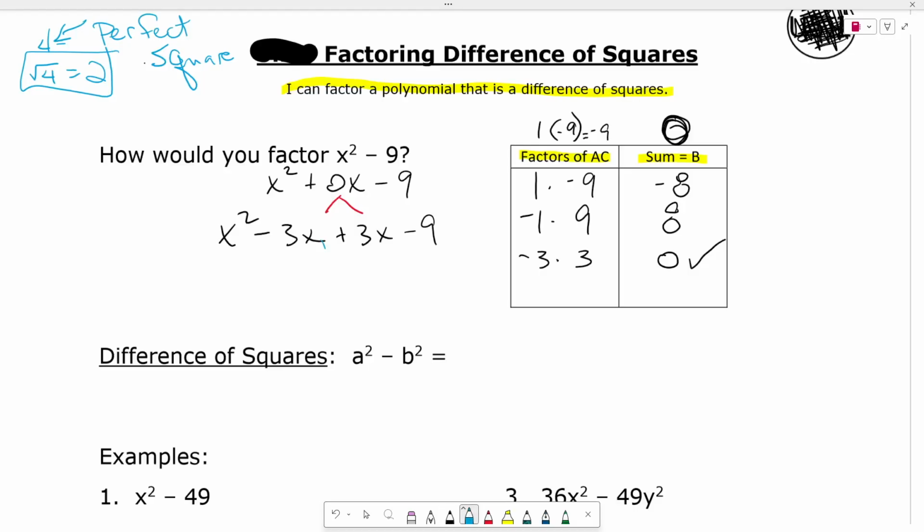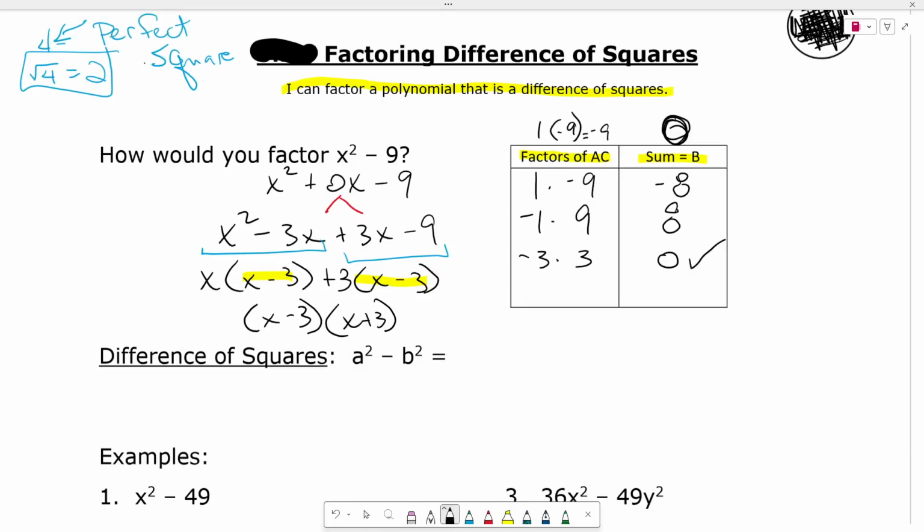Out of the first two right here, I would pull out x. This leaves me with x minus 3. Out of this second group here, I would pull out a 3, so a plus 3, which leaves me with x minus 3. These two pieces are the same. So I take out x minus 3, and I'm left with x plus 3. Wow, that's kind of cool.